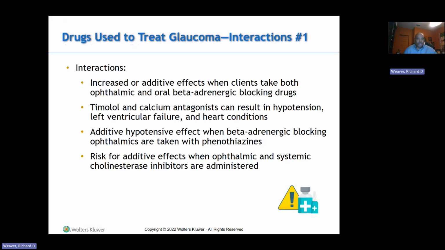Now, there is a potential additive hypotensive effect when the beta adrenergic blocking ophthalmic drugs are administered with the phenothiazines. This is pretty much the same as what I talked about on one of the other slides.